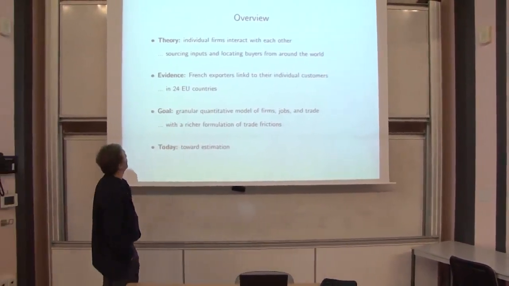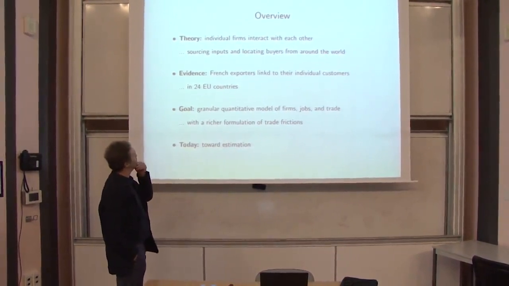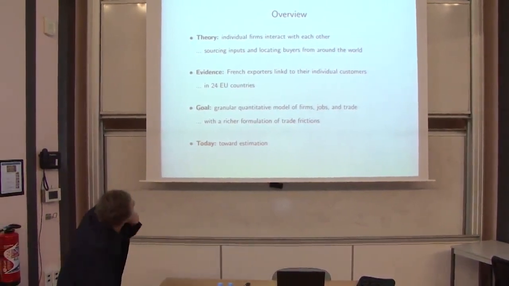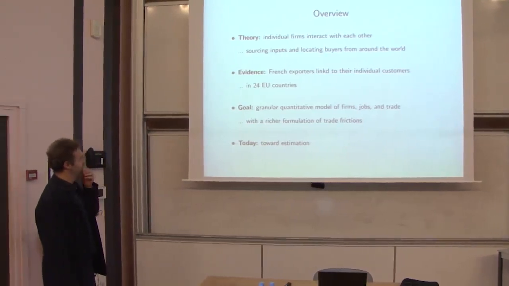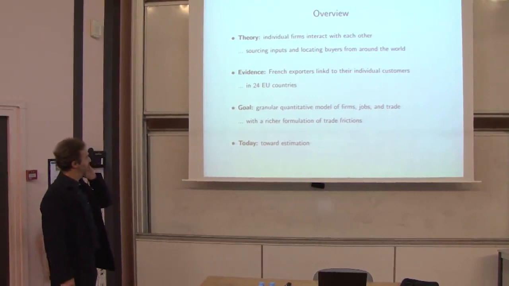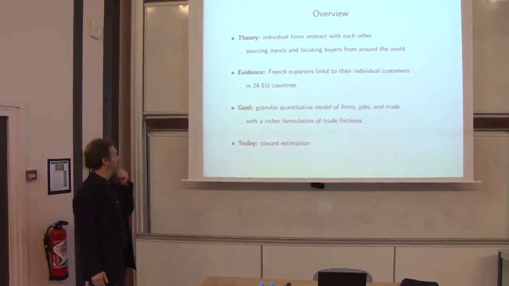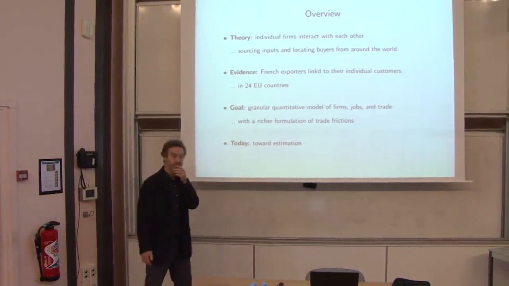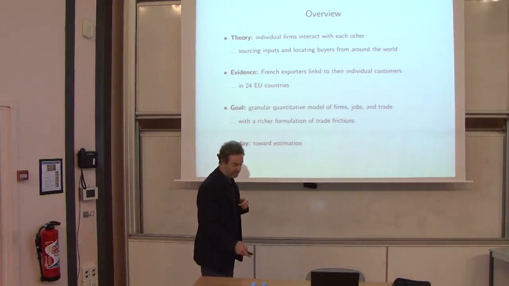An overview of the paper: we'll start from individual firms that interact with each other, sourcing inputs and locating buyers from around the world. We'll use evidence on French exporters linked to their individual customers. The goal is to generate a granular quantitative model of firms, jobs, and trade with richer formulations of trade friction. And today I'll be focusing on structural estimation. Okay, even though we need to give some elements before that.